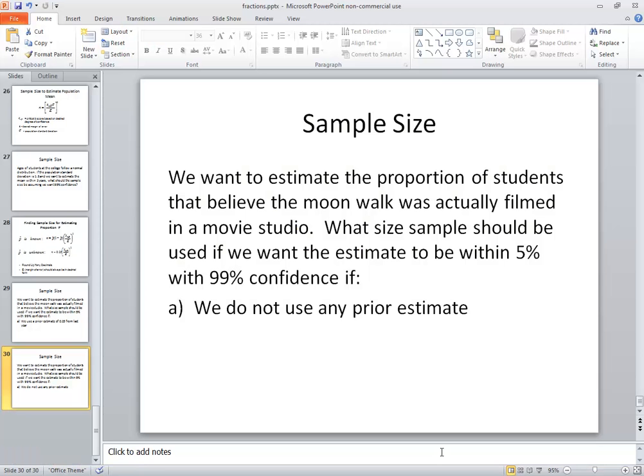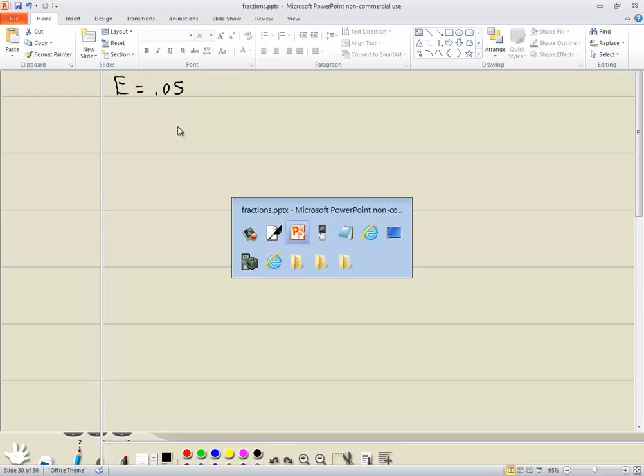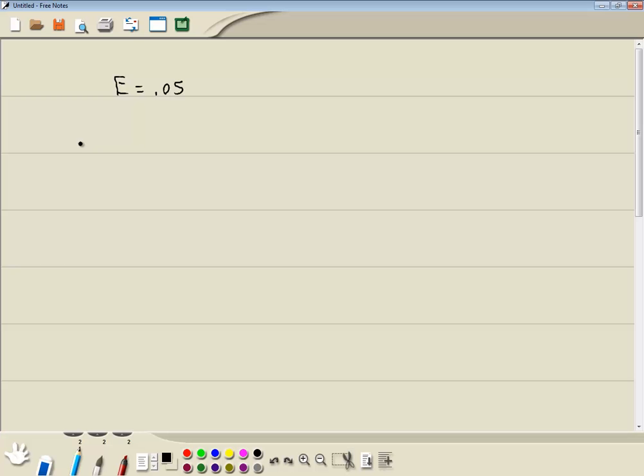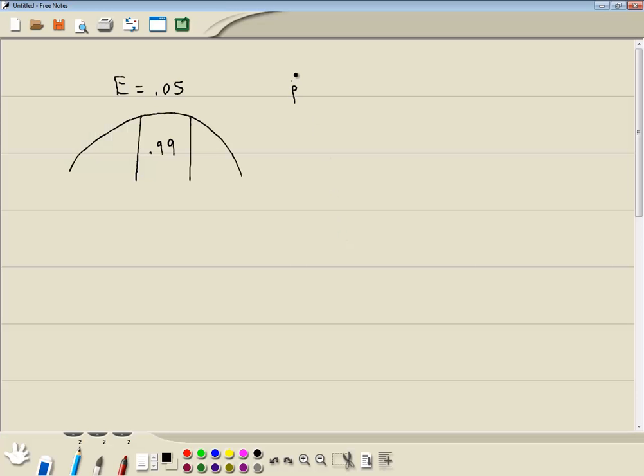Okay, so it says we want to estimate the proportion of students who believe that the moonwalk was actually filmed in the movie studio. What size sample, that's what tells us we're looking for sample size, should be used if we want the estimate to be within 5%? So they're telling us E is 5%, and we want to put it in decimal form, with 99% confidence. When they're telling you 99% confidence, they're telling you that we're going to have 99% in the middle here. And it says we do not use any prior estimates, so that means p hat is not known.